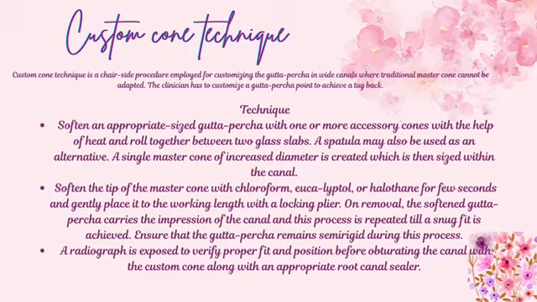A single master cone of increased diameter is created which is fitted within the canal. Soften the tip of the master cone with chloroform, eucalyptol and halothane for a few seconds and gently place it to the working length with the locking pliers. On removing, the softened gutta percha carries the impression of the canal. This process is repeated till the snug fit is achieved. Ensure the gutta percha remains semi-rigid during the process.